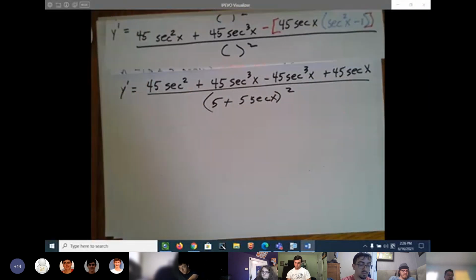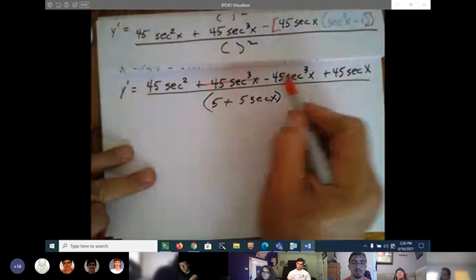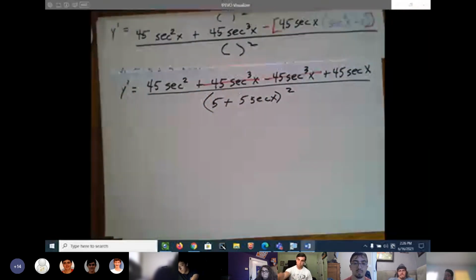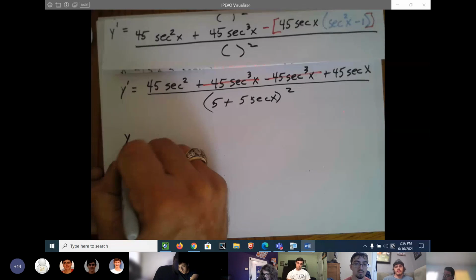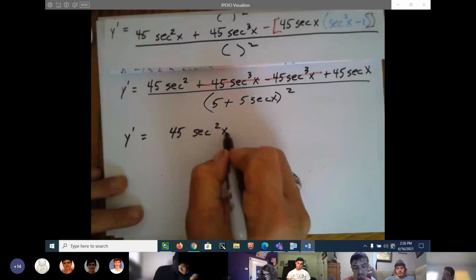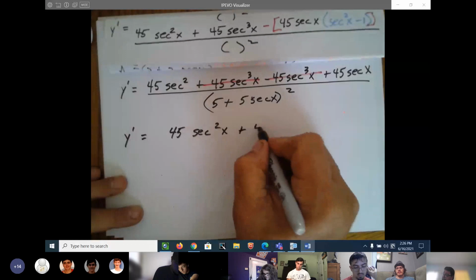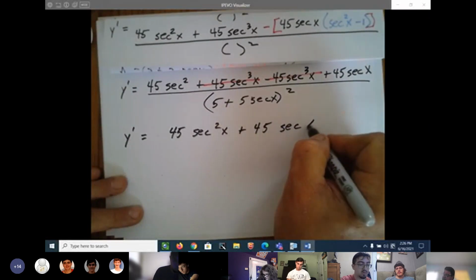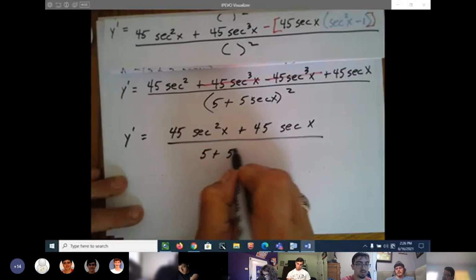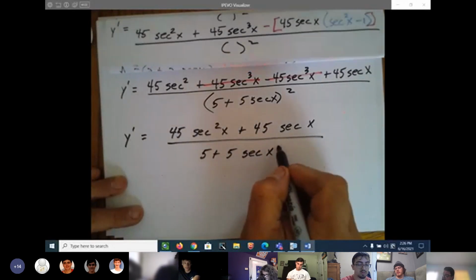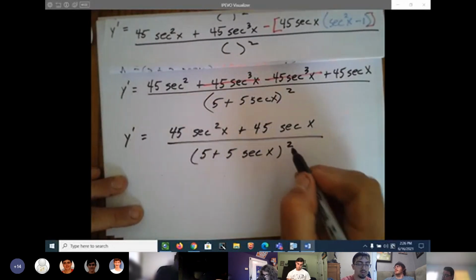And take our red pen out. And what happens to the secant cubes? They go out, Hubert. That's right, class. Cancel. Thank you. Y prime is equal to 45 secant squared x plus 45 secant x over 5 plus 5 secant x to the second power.